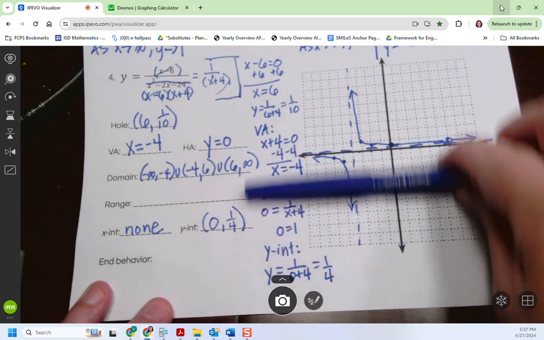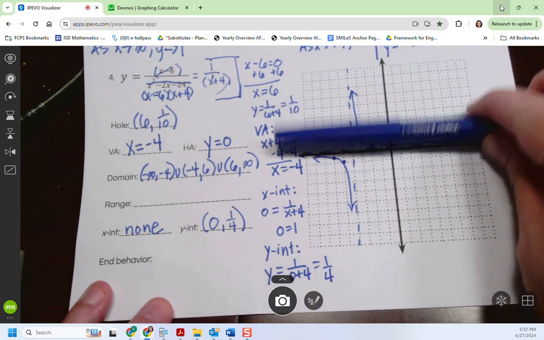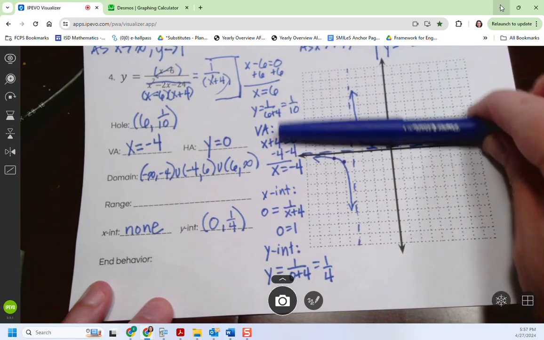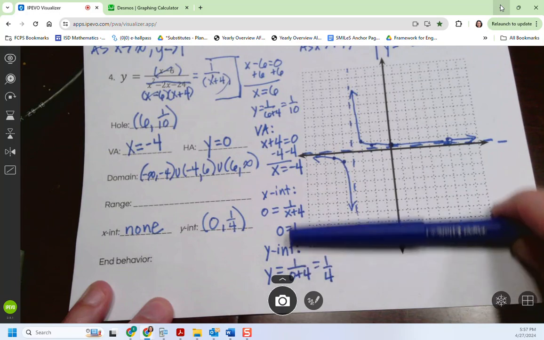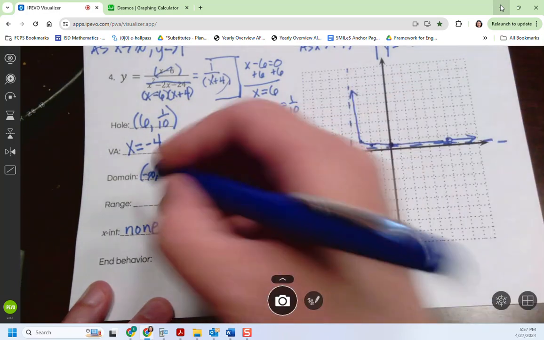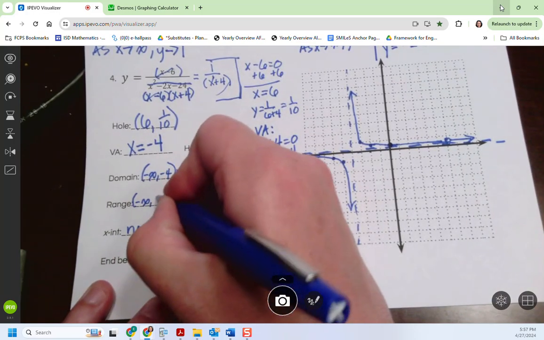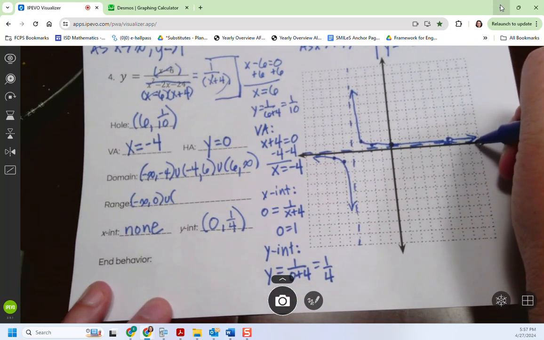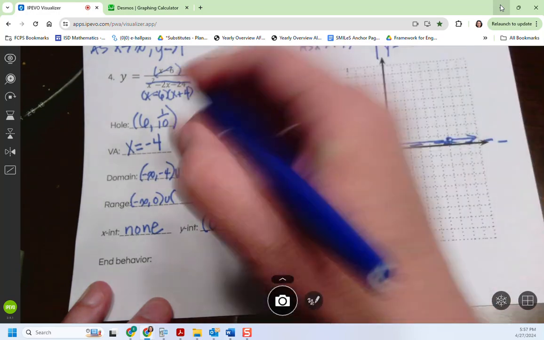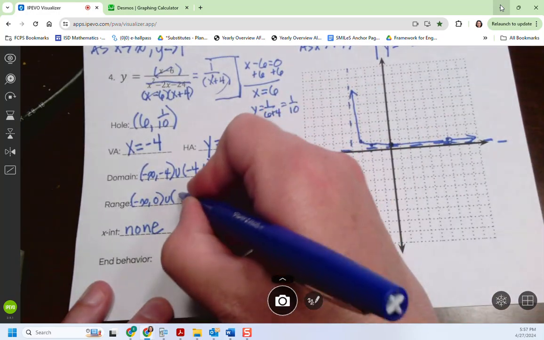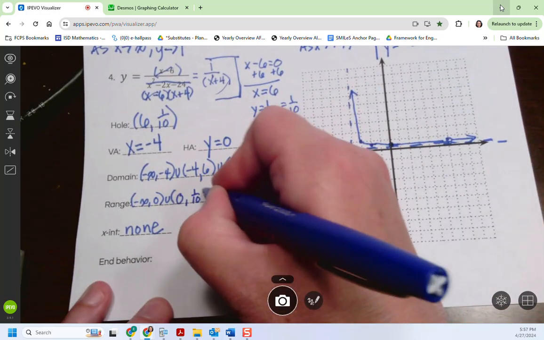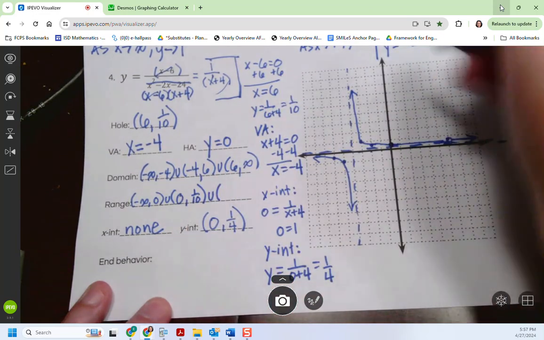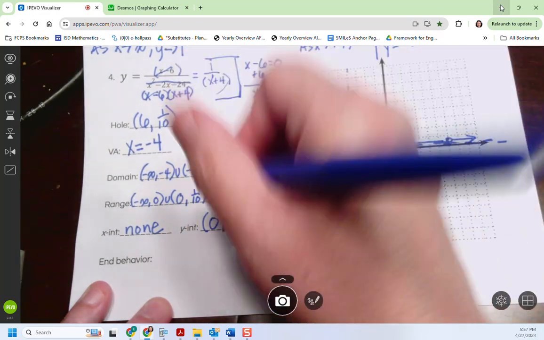When I look at the range, the asymptote is really close to the hole, but I'm actually going to still have 3 pieces. So I'm going to go -infinity up until my asymptote at 0. And then there's this tiny piece that's going to be between 0 and the hole that has a y value of 1/10. And then from that hole all the way up to positive infinity.